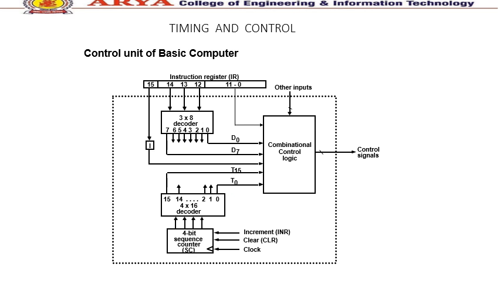This is the timing and control diagram. There is the combinational control logic, a 3 into 8 decoder, the instruction register, and a 4 into 16 decoder. There is a 4-bit sequence counter, SC. There are 3 inputs: increment, INR, clear and clock. There are control signals and other inputs.